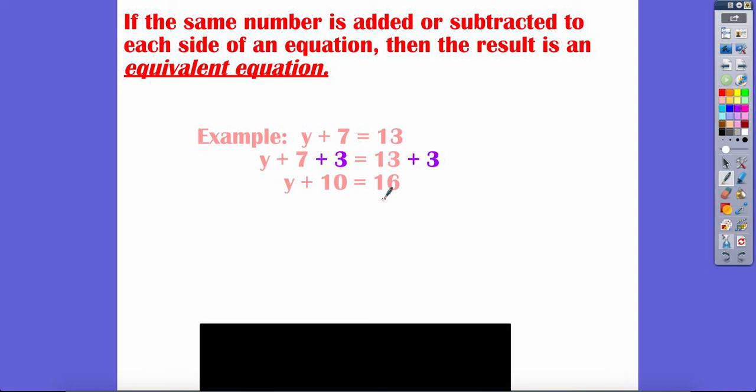These things are equivalent equations, because if I think about what the first one is saying, it says what number plus 7 equals 13. We know that that missing piece is 6, and guess what? I haven't changed anything. This now says what number plus 10 equals 16. That is also 6. I haven't changed the equivalence of these equations by adding the same number to both sides.